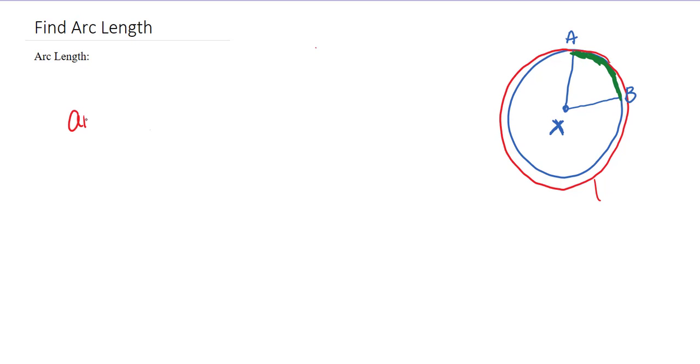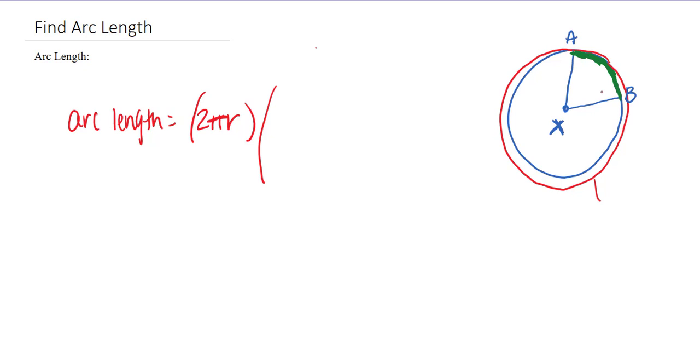So to find the arc length, we're going to actually use the circumference. So what's our circumference? It's 2 pi r. And then we're going to multiply it by this smaller part. So we only want one little small part.